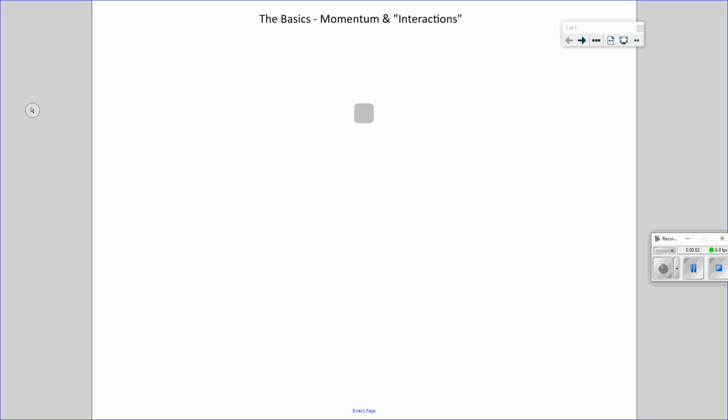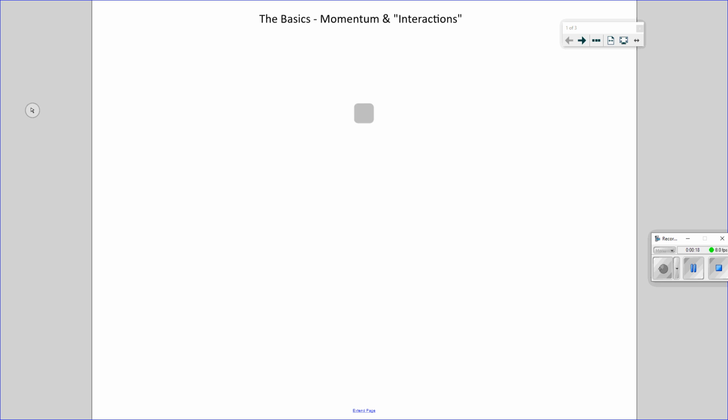Howdy, folks. I'm going to try to make a quick run through the basics of momentum and what I call interactions, which can encompass when objects collide or push off of each other. So let's talk about momentum.